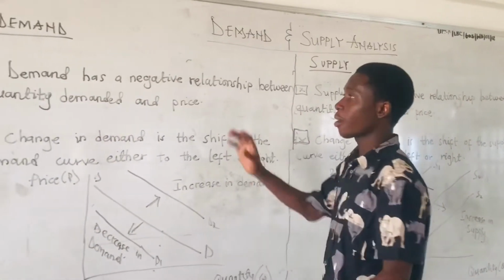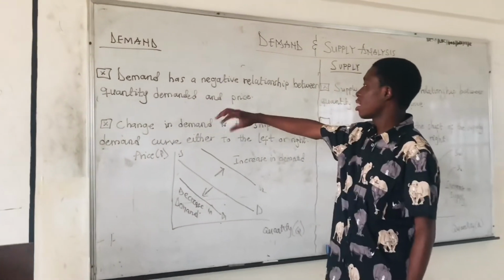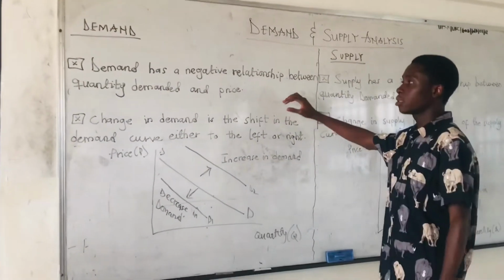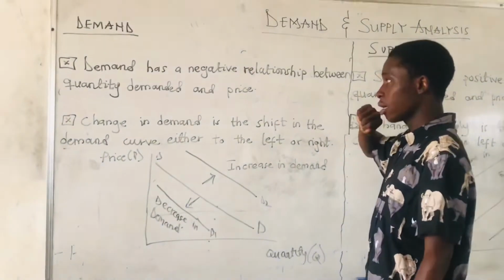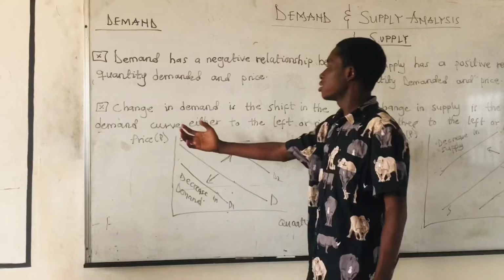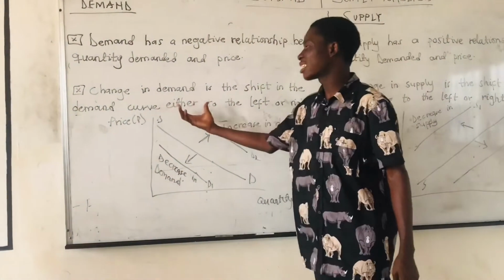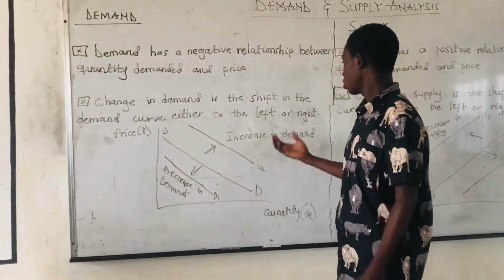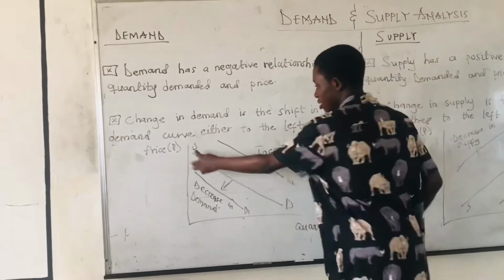Okay, so another part of the demand. Demand has a negative relationship between quantity demanded and price. Are you okay? We also have change in demand. Change in demand is the shift in the demand curve, either to the left or right. So this is the diagram for the change in demand.